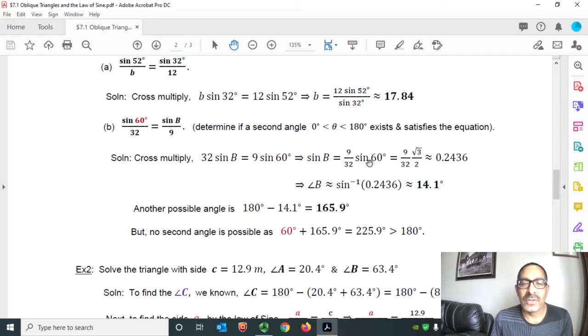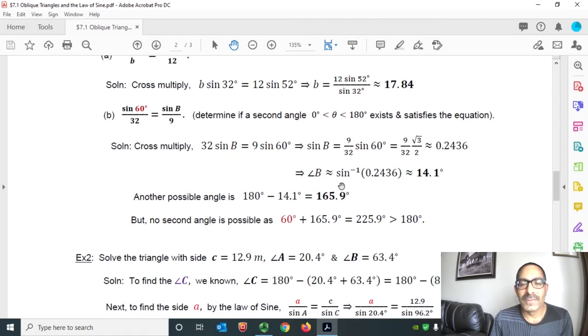In the next step, we know sine 60 degree is radical 3 over 2. Then using a calculator, let's simplify. Then sine b turns out to be approximately 0.2436. Hence, to find the value of b, take the inverse sine of both sides. Then we will get angle b equals approximately sine inverse 0.2436, using a calculator, which turns out to be approximately 14.1 degree.